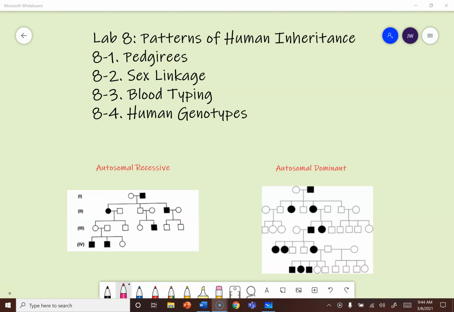Lab number 8 has 4 parts to it. In this lab, we are looking at different patterns of human inheritance. So we're going to look at pedigrees, we're going to look at sex linkage, blood typing, and human genotypes.